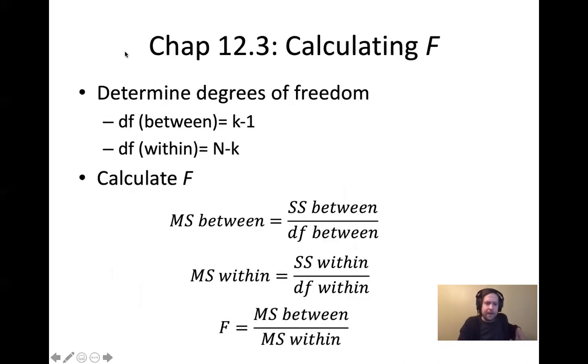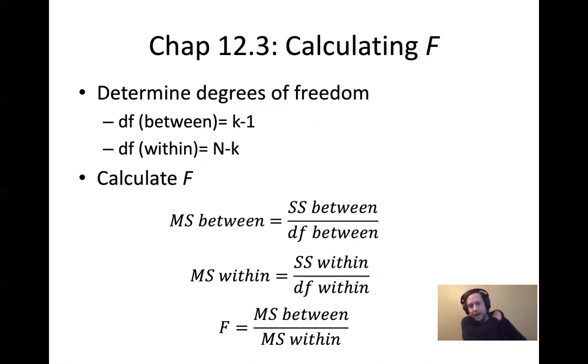One more thing that makes ANOVA a little bit more complicated than t is that in t, you just have 1 degree of freedom. And to remind you, for the 1 sample t-test, the formula for degrees of freedom was n minus 1. For the paired samples t-test, the formula for degrees of freedom was n minus 1. For the independent samples t-test, the formula for degrees of freedom was n minus 2.